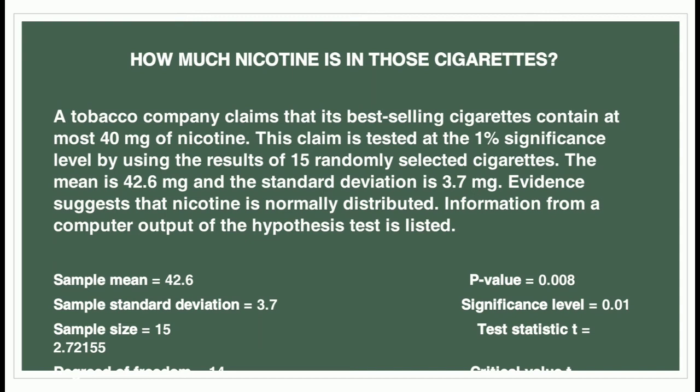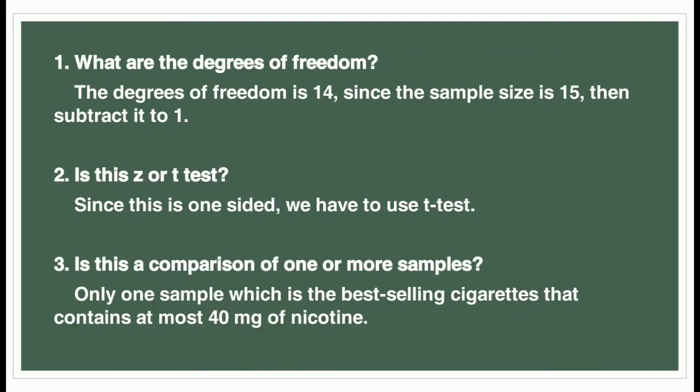Information from a computer output of the hypothesis test is listed. Sample mean is equal to 42.6. Sample standard deviation is equal to 3.7. Sample size is equal to 15. Degrees of freedom is equal to 14. P-value is equal to 0.008. The significance level is equal to 0.01. Test statistic T is equal to 2.72155. The critical value T is equal to 2.62610. Questions are, what are the degrees of freedom?